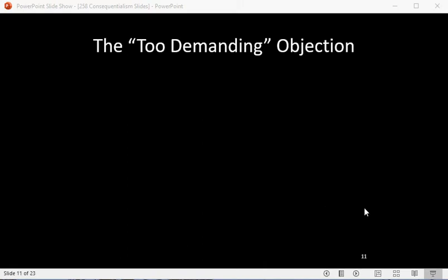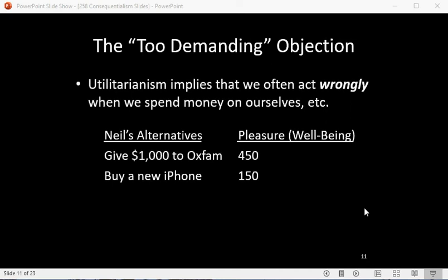A lot of people find utilitarianism to be too demanding. Some people say it sets too high a standard for humanity. So utilitarianism implies that we often act wrongly. We often do the wrong thing when we spend money on ourselves, etc.